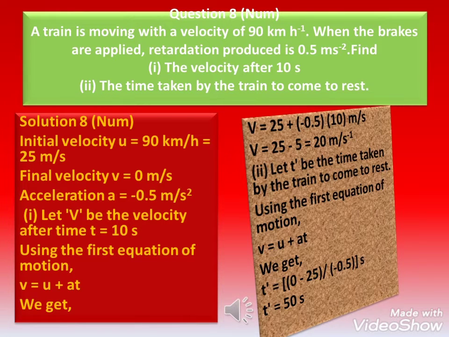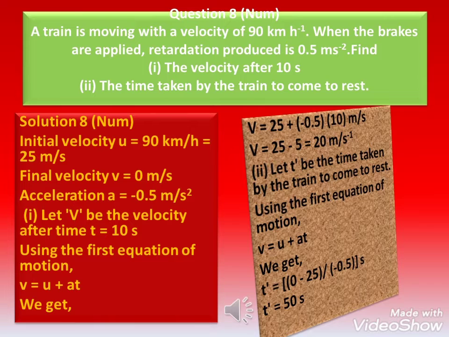Question number 8. A train is moving with a velocity of 90 km per hour. When the brakes are applied, retardation produced is 0.5 meter per second square. Find, first question, the velocity after 10 seconds. Second question, find the time taken by the train to come to rest.